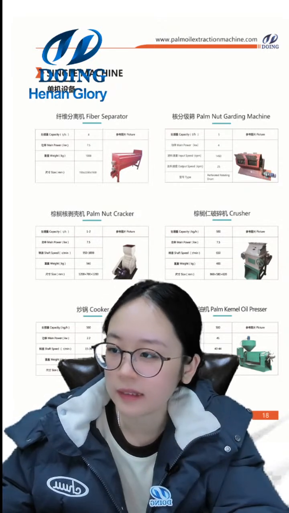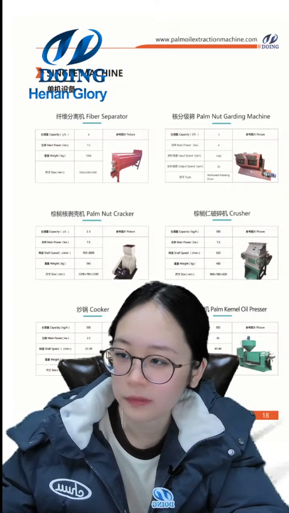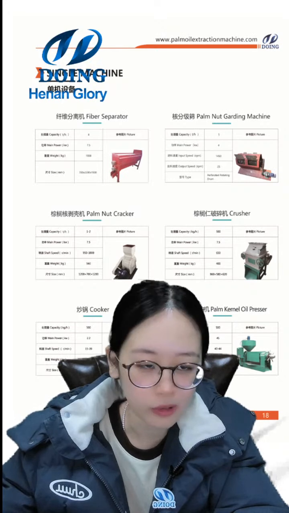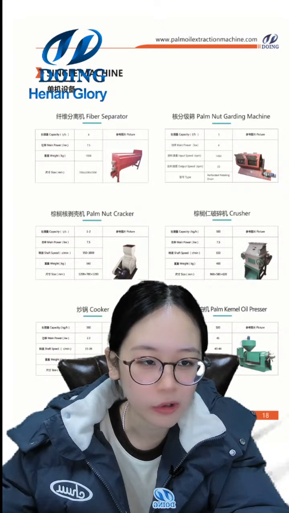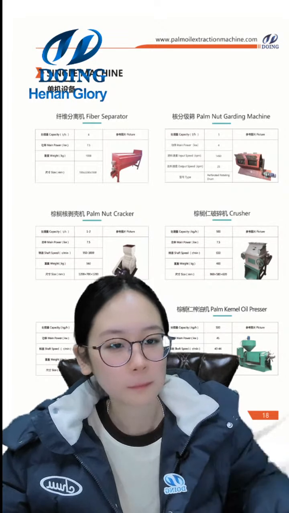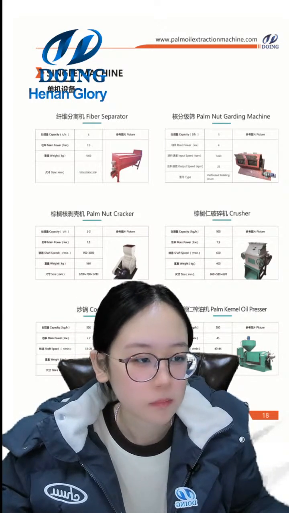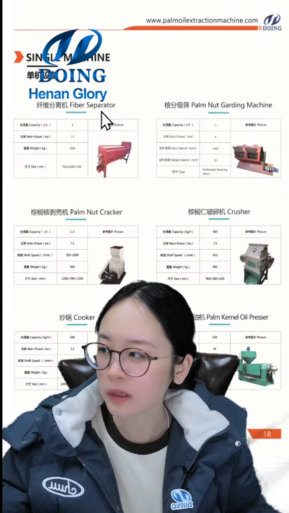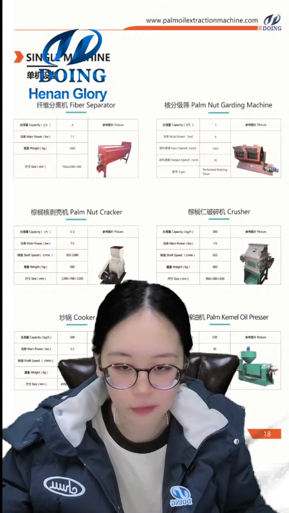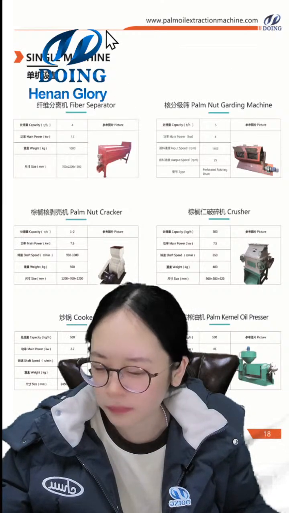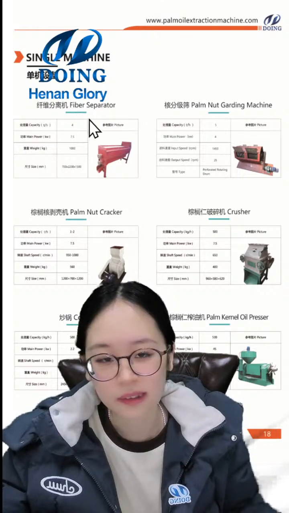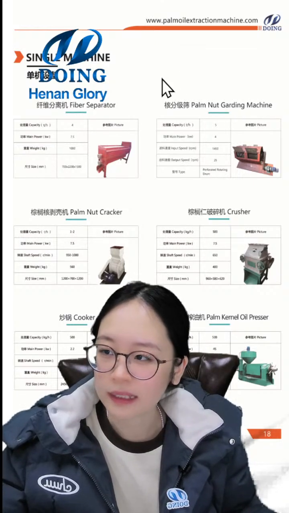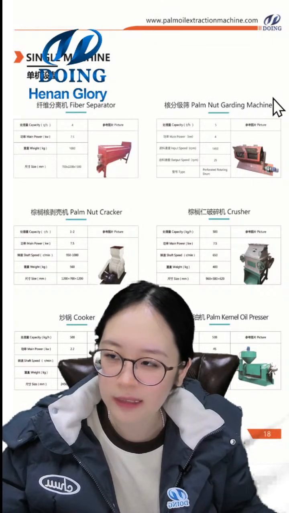And here are the different kinds of machines of the palm kernel oil production line. No worries, let's go on. Here is the fiber separator. It is used for the palm fiber separator, right? And here is the palm nut grinding machine.